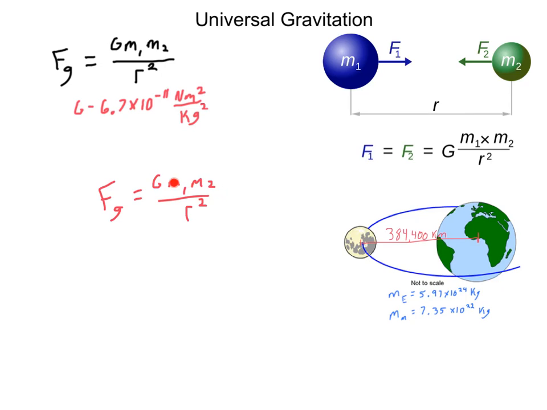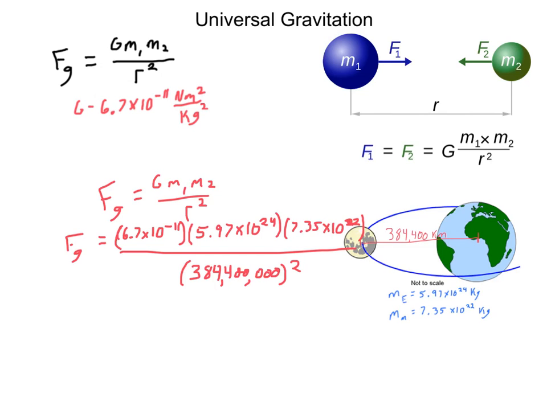Well, we have to go back to the universal gravitation equation, so I'm going to rewrite my equation, then I'm going to substitute in numbers. Here is my radius, here is the Earth's mass, here is the Moon's mass. Now, it doesn't matter what you choose to be M1, M2. I'm going to choose the Earth to be M1, and I'm going to choose the Moon to be M2. All right, so I substituted in all my numbers.